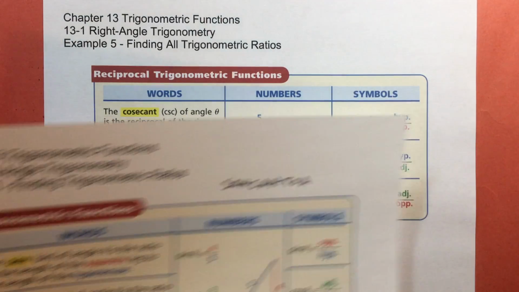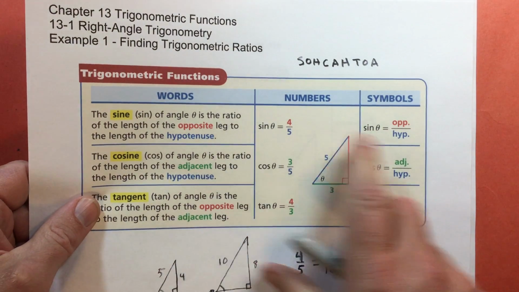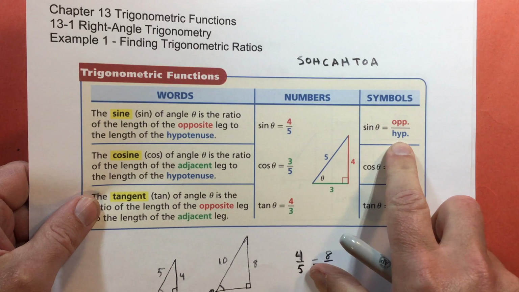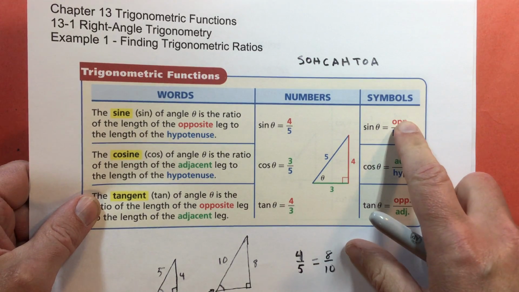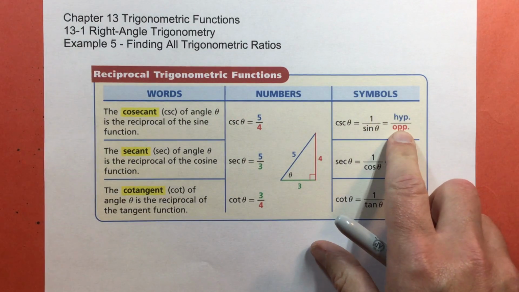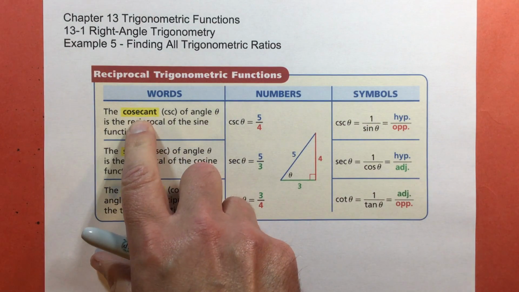So, and I'll try to keep going back and forth. So sine, I'll use this one. Sine is opposite over hypotenuse. The reciprocal is hypotenuse over opposite. Hypotenuse over opposite we call the cosecant.